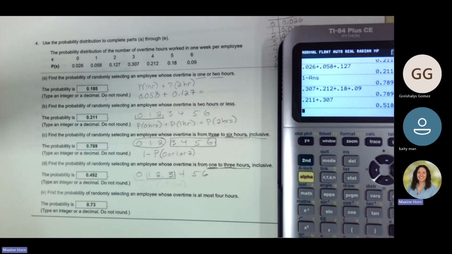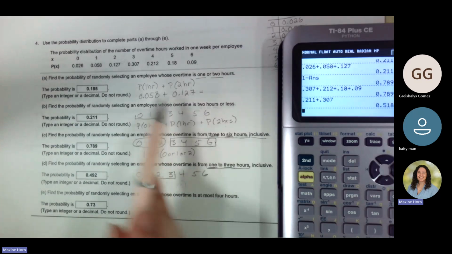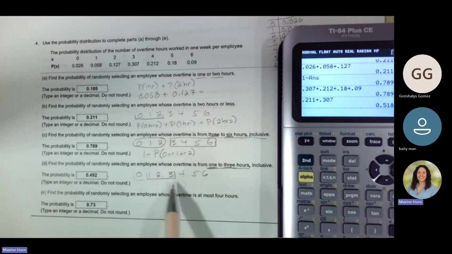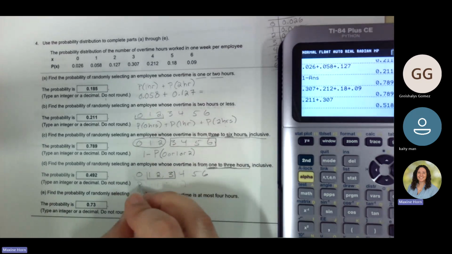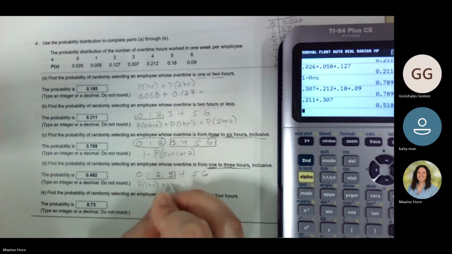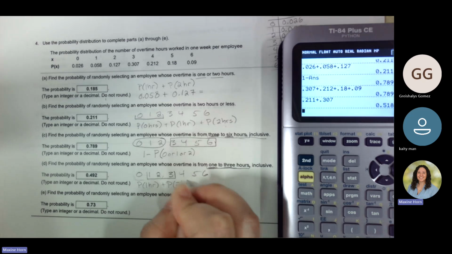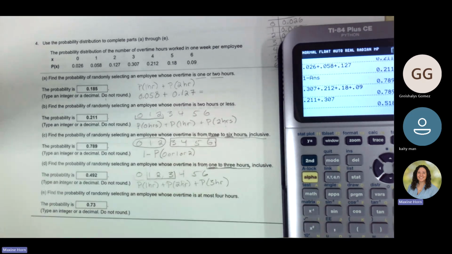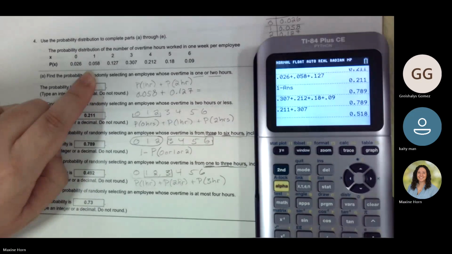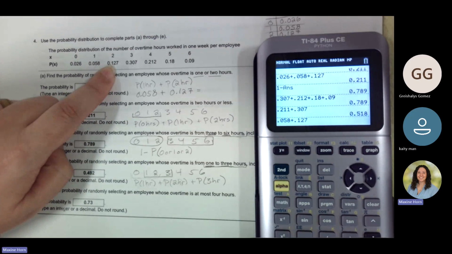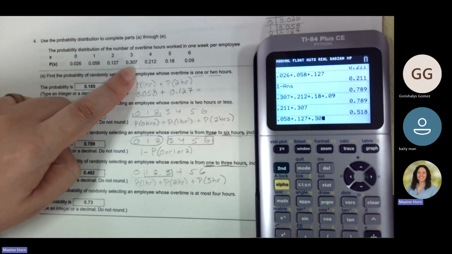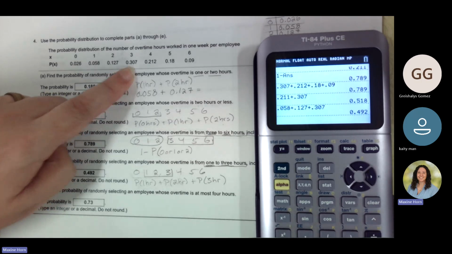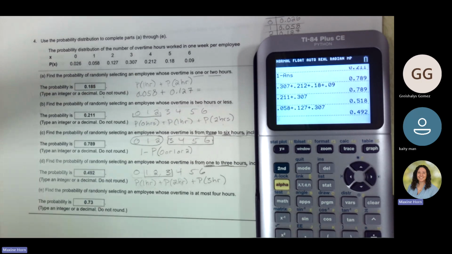Okay, so have I done something previously that would make this a little bit easier? No, not really. So we can just do the probability of 1 hour plus the probability of 2 hours plus the probability of 3 hours. Probability of 1 plus the probability of 2 plus the probability of 3. Okay, and there we go. That's much better.